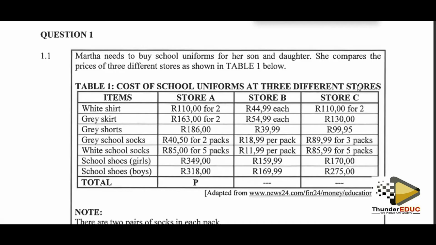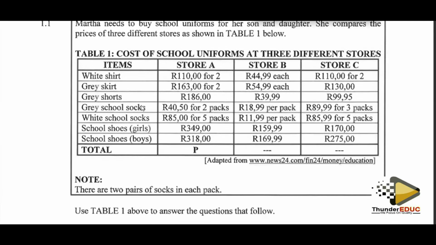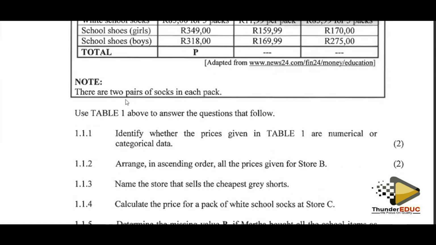Table 1, cost of the school uniforms at 3 different stores. The table shows the different stores and their prices for different items. The items are on the left-hand side, and the stores are on the right-hand side. And there are 2 pairs of socks in each pack.